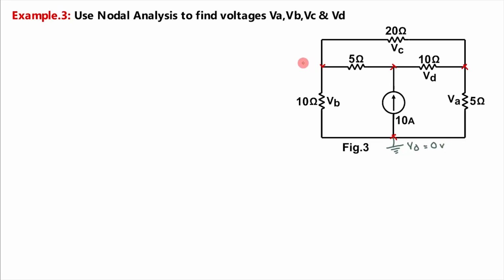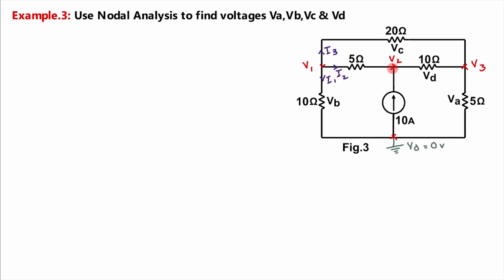Then let the voltage at this node be V1 and here V2, while here it is V3. Next we have to mark the currents from each node. At this node, let this be current I1, this be current I2 and this be current I3.